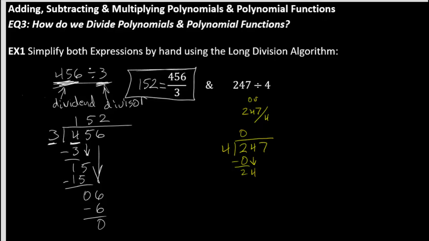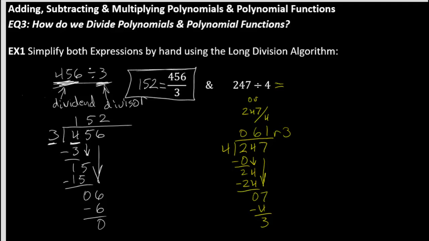Now, 4 goes into 24 6 times, or 4 times 6 is 24, and that's what we're going to subtract. And we bring down the 7. 4 times what gets us close to 7? Well, 1, right? So 4 times 1 is just 4. That's what we're going to subtract. And we're left with, if you don't remember what this is, a remainder. In big boy, big girl school, a remainder simply means that we have a mixed number. So we would say that our answer is 61 remainder 3.